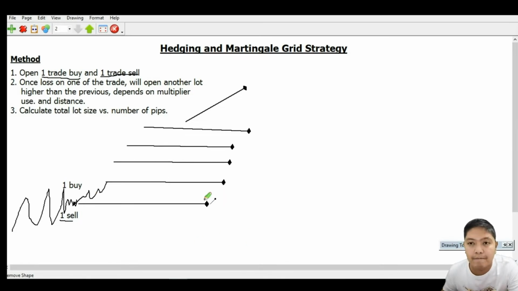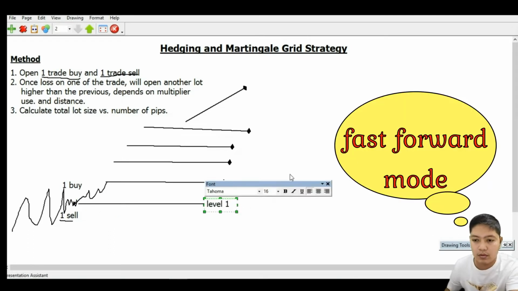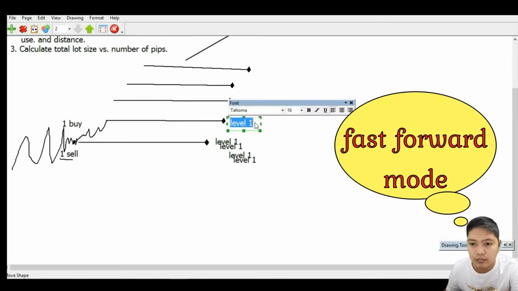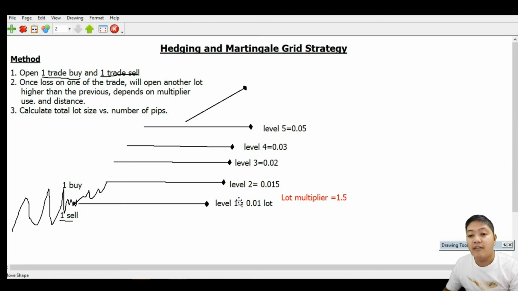So this is your level here. As you can see, there's level 1, level 2, level 3, level 4 and level 5. I am using a lot multiplier of 1.5. The first level is 0.01 lot, and the next level, 0.01 multiplied by 1.5, becomes 0.015. Then the next, times 1.5, is 0.02, then 0.03 and 0.05. Each level multiplies the moment the market keeps losing.